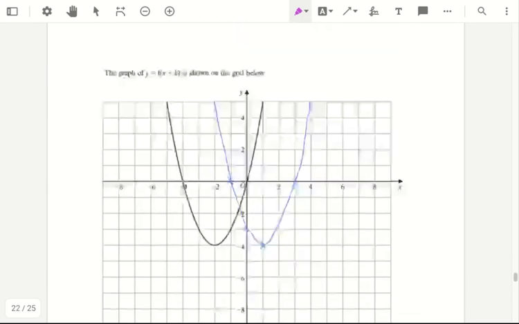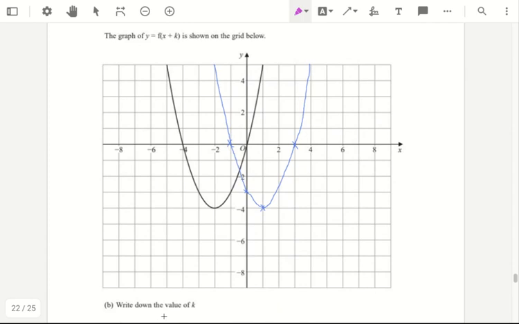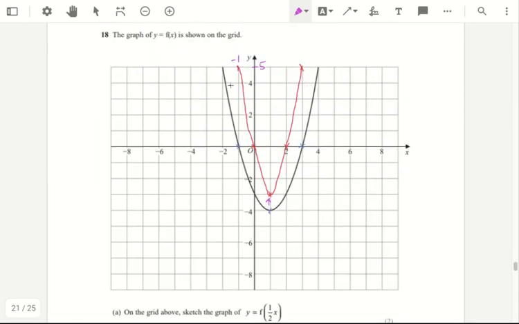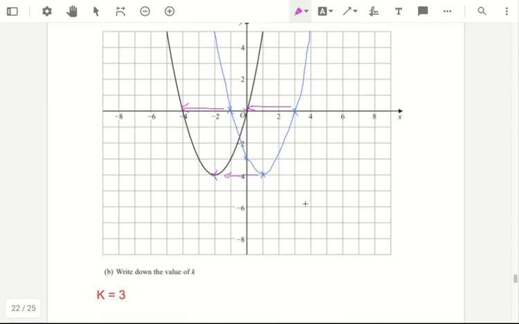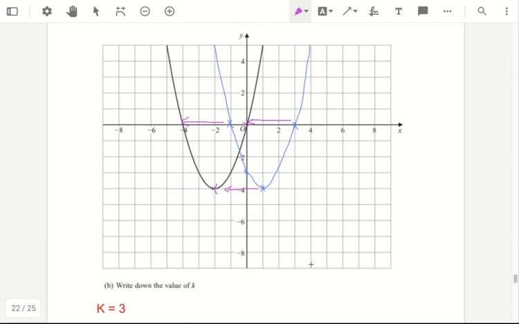Then for our next one, we want to find the value of k. So x plus k is a translation. As you can see, I've drawn the original curve, this black curve here in blue, and you can see that this curve has moved to the right by 3 units. This point here has moved to this point here by 3 units. This point here has moved here by 3 units. So k is equal to 3 because it has moved 3 units to the left.